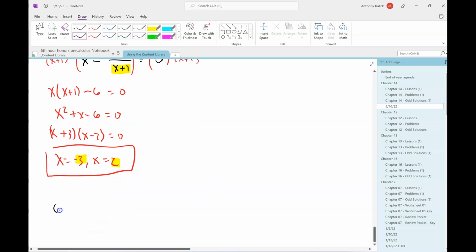Usually most of us feel pretty good about these kind of solving problems. This is just like straight up Algebra 1 stuff, or I'm sorry, Algebra 2 stuff. You probably didn't do this in your Algebra 1 class.